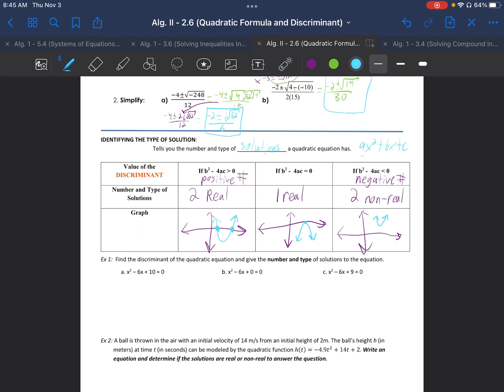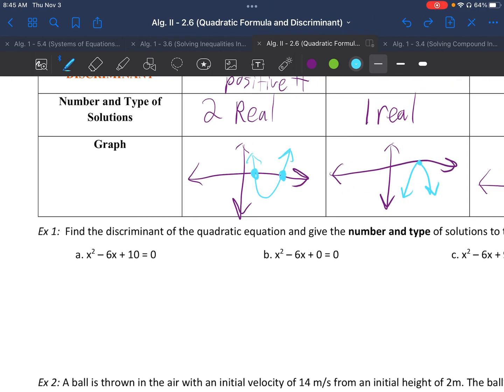So let's find the discriminant and use that to give the number and type of solutions, like using this table. So on letter A, x squared minus 6x plus 10 equals 0. Well, a good tip, especially as we're starting these out, is to identify A, B, and C. And as long as it equals 0, which it does, we can identify them well. A is 1, B is negative 6, and C is 10 because it's with x squared, the x, and no x.